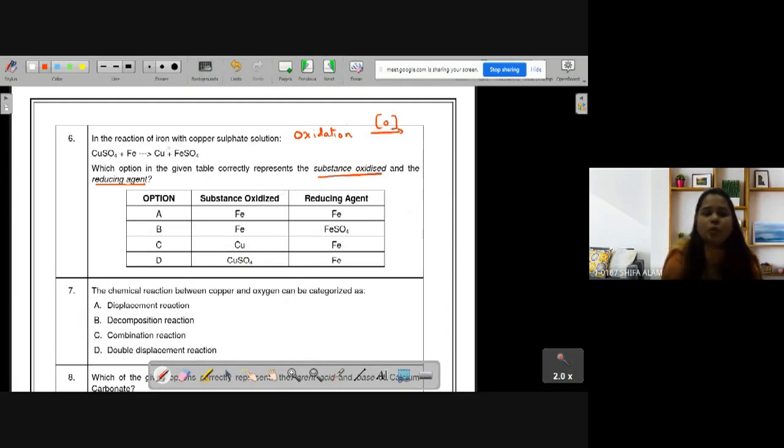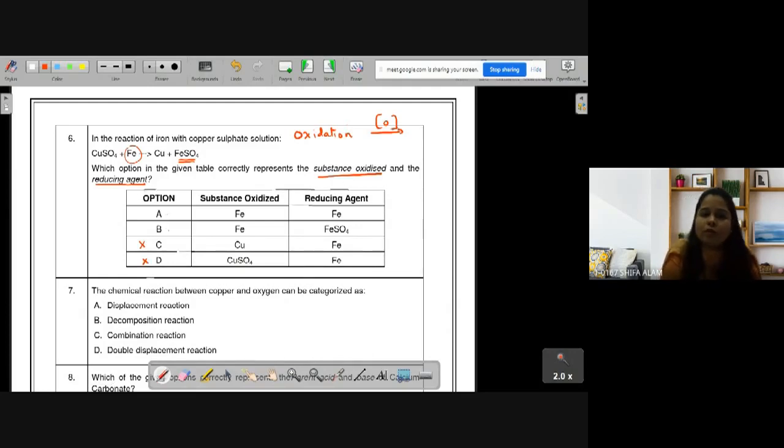Okay, so we find out that iron on the left hand side does not contain any oxygen, but on the right hand side it changes to ferrous sulfate. So iron is a substance that adds oxygen to itself and changes to ferrous sulfate. So iron is the metal which gets oxidized. So option A and option B contain iron as a substance oxidized. So we are sure that C and D cannot be the correct option.